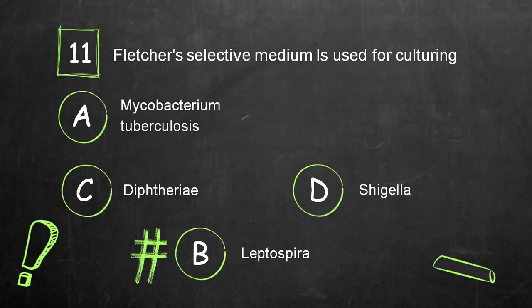So what is the composition of Fletcher's selective medium? It consists of peptic digest of animal tissue, beef extract, sodium chloride and agar, and the pH of the culture medium should be maintained at 7.9.